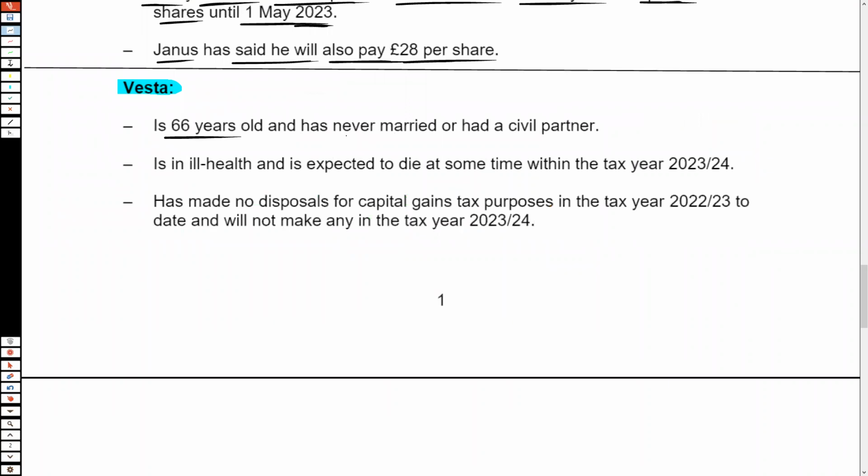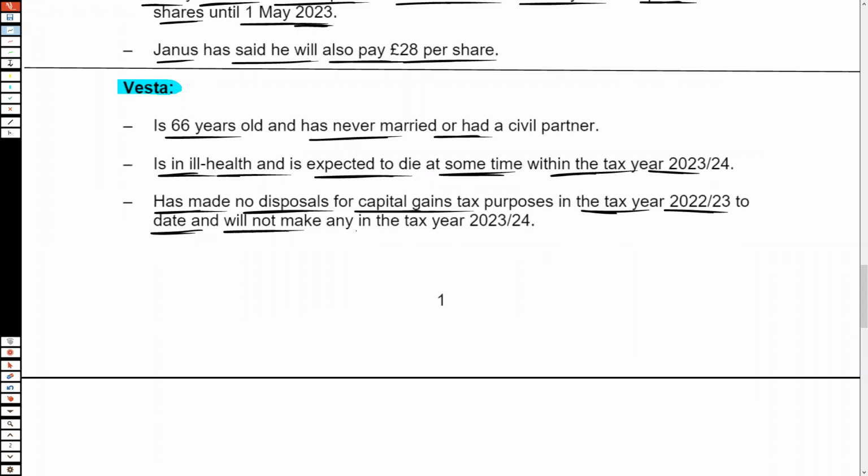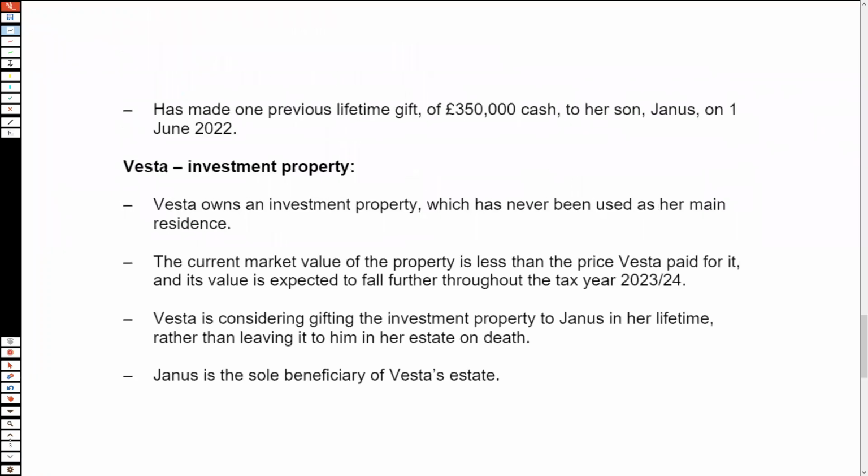V is 66 years old and has never married or had a civil partner. She is in ill health and expected to die at some point within the next tax year 23-24. She has made no disposals for CGT purposes in the tax year 22-23 to date, and will not make any in the tax year 23-24. This means no assets are disposed of for CGT purposes.